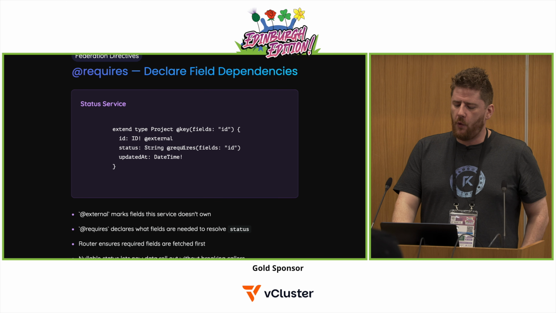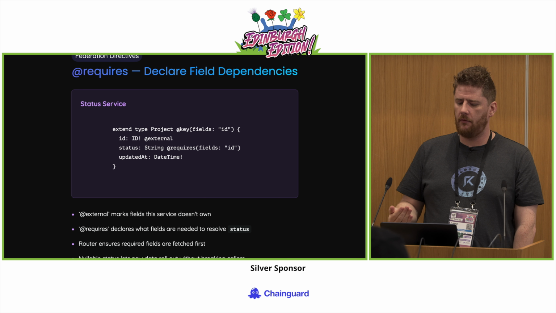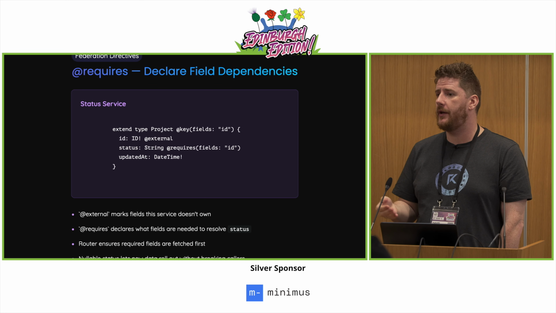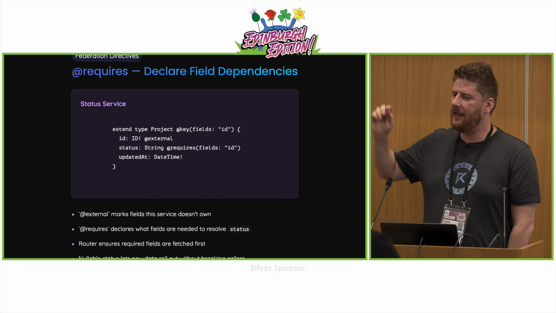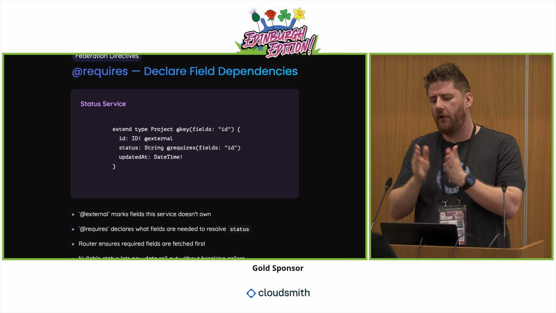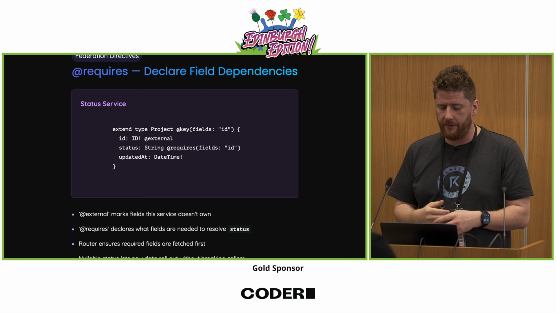Now, we also have requires. So when we do entity extension, we can't just say we can extend project without knowing the ID, right? If we're going to extend some entity, we need to know its ID. And again, this supports composite keys.